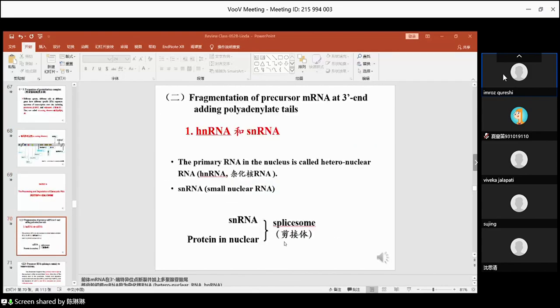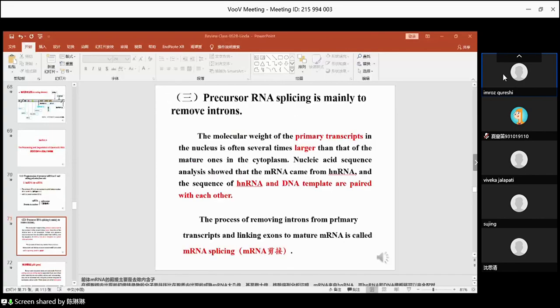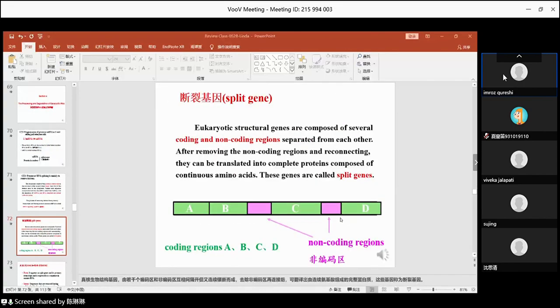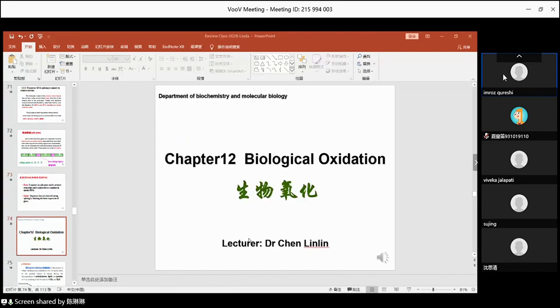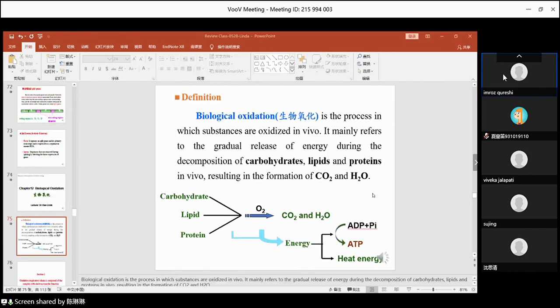And next one, you should remember the definition of the exons and introns, okay? Remember the definition of exons and introns. And the next chapter, chapter 12, is about biological oxidation.